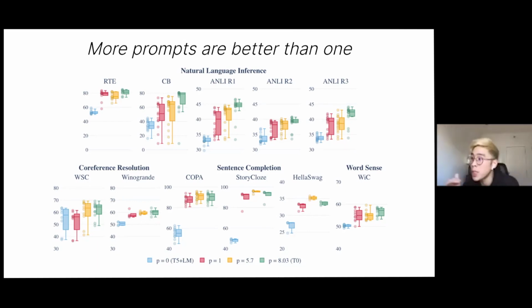Basically the median is growing. The second message from this figure is that the more prompts you give, the smaller the variance is.